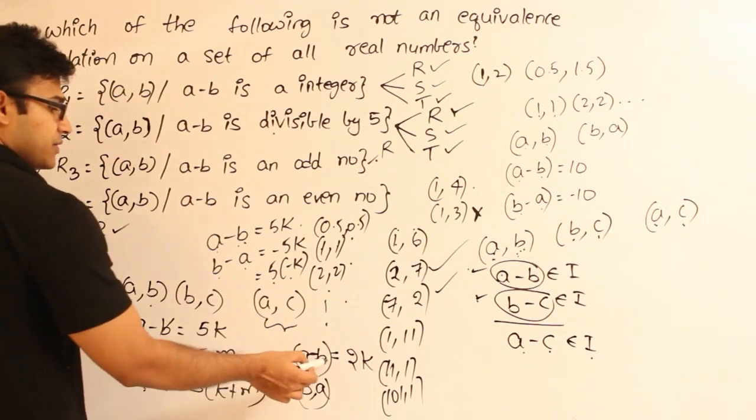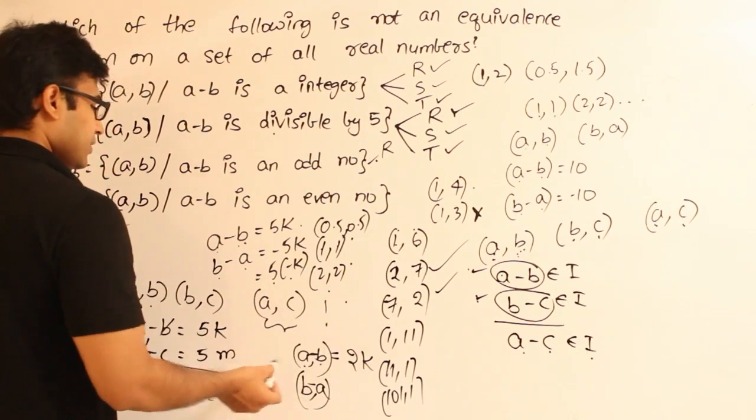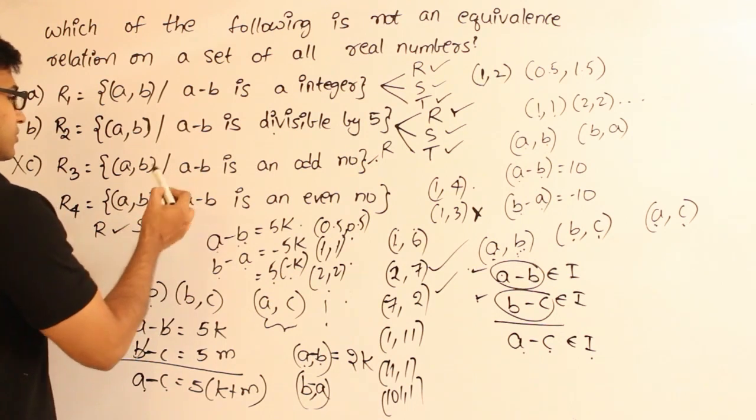Now if a minus b is 2k, then what do you think about b minus a? It will be minus 2k. Again it is also an even number. Therefore if a comma b is present, then b comma a will definitely be present, and so we can say that it is symmetric, right?